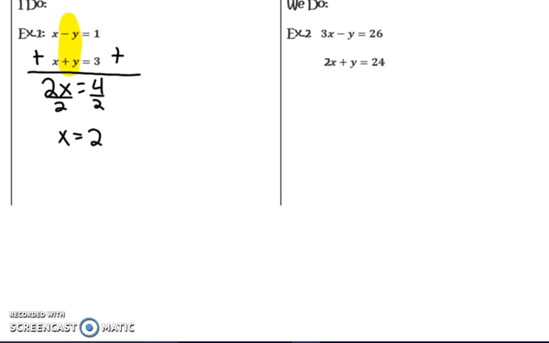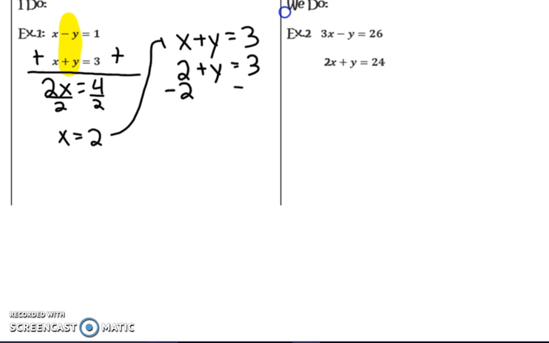Now, just like when we use substitution, we're going to go back to one of our equations. It doesn't matter which equation you use. I'm going to use the second one because it looks easier with adding. x plus y equals 3. Well, I know x is 2, so 2 plus y has to equal 3. If I subtract 2 on both sides, I'm left with y equals 1, leaving my answer as a positive 2, positive 1.